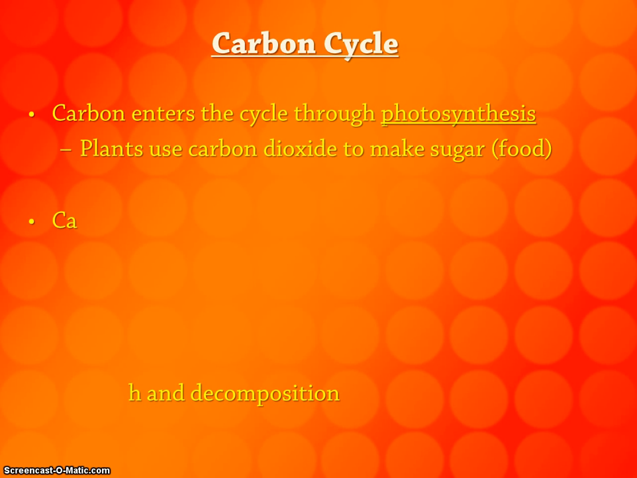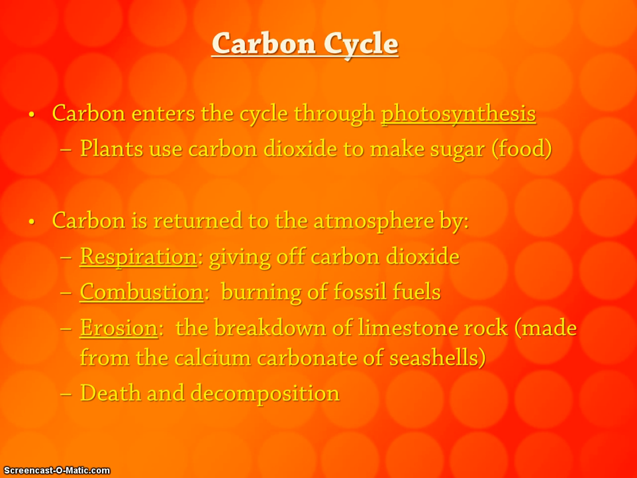We know carbon enters the cycle from the atmosphere through photosynthesis. Right? Plants take in carbon dioxide for photosynthesis. They're going to fix the carbon from carbon dioxide through carbon fixation. Then they're going to be able to use it to form sugars. Carbon is returned back to the atmosphere, obviously through respiration.